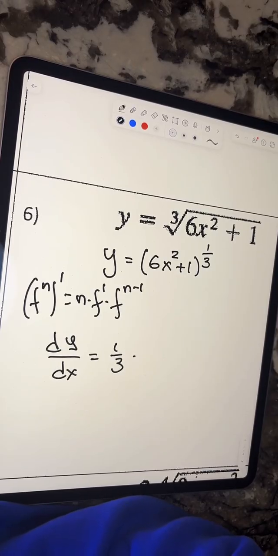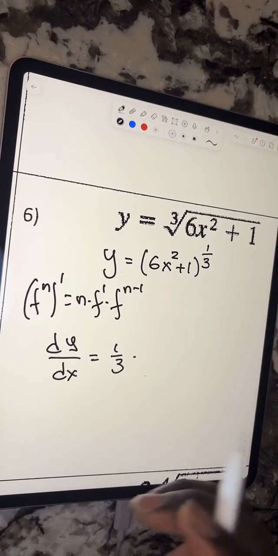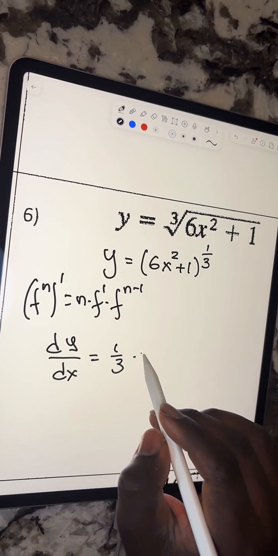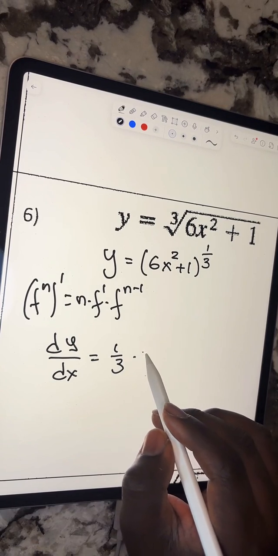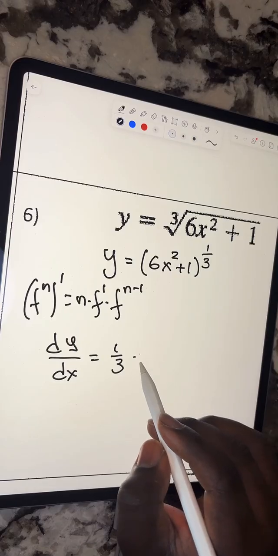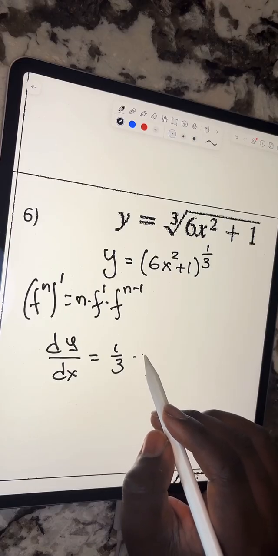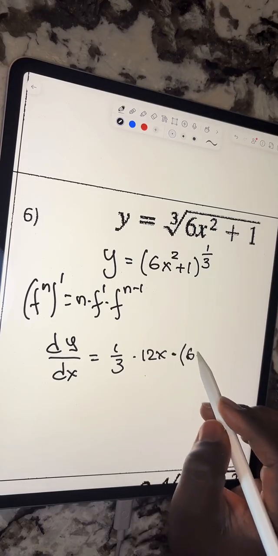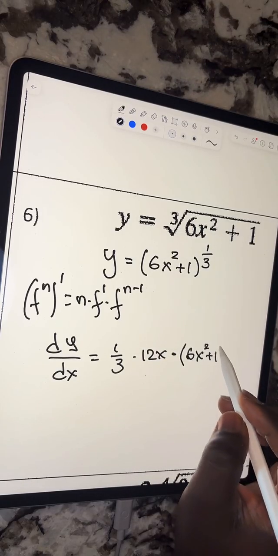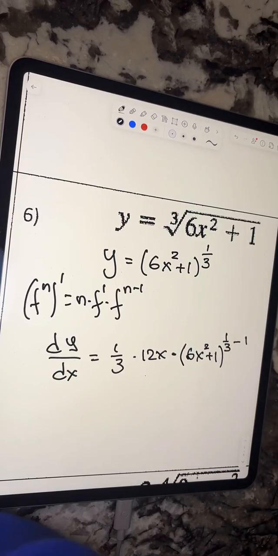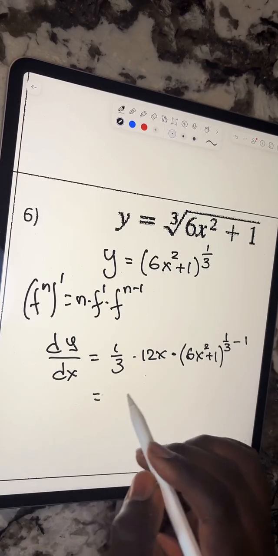Anybody in the chat? Derivative of 6x squared plus 1. What is that going to be? No, it's not going to be the product rule. 12x, so that times 12x times the function itself, 6x squared plus 1 to the power of 1/3 minus 1. We good? All right, so then the rest now is easy.